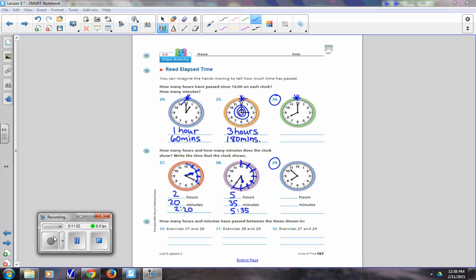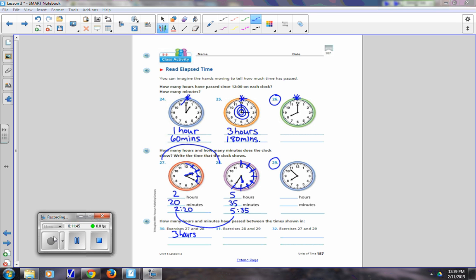How many hours and minutes have passed between the times shown in 27 and 28? So this one's hard because you have to think about how long is it from 2 o'clock to 5 o'clock, and then what the difference is between 2:20 and 5:35. So 2 o'clock to 3 o'clock is 1 hour. 3 o'clock to 4 o'clock is 2 hours. 4 o'clock to 5 o'clock is 3 hours.